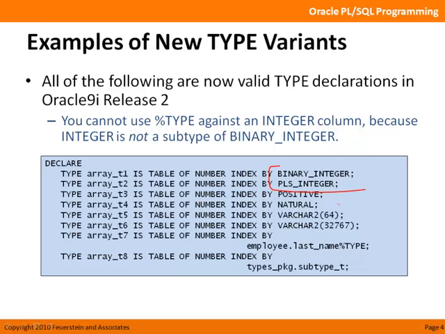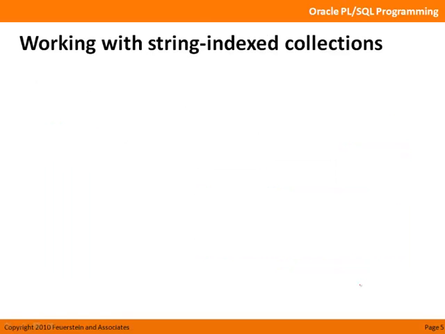The big advance in 9.2 and above, and the focus of this lesson, is indexing by varchar2. I can have an explicit declaration. I can also use a percent type or a subtype against some previously defined type. So all of these things are possible, but the real question is, how do you take advantage of this interesting functionality? So let's take a look in more detail at working with string indexed collections.